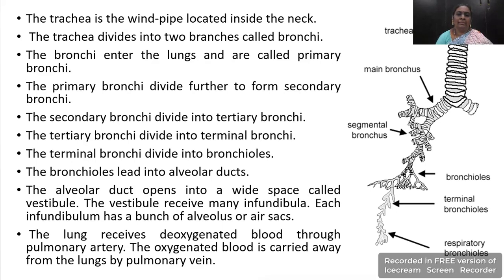There are two blood vessels linked with the lungs. The lungs receive the deoxygenated blood through the pulmonary artery, and the oxygenated blood is carried away from the lungs by the pulmonary vein.